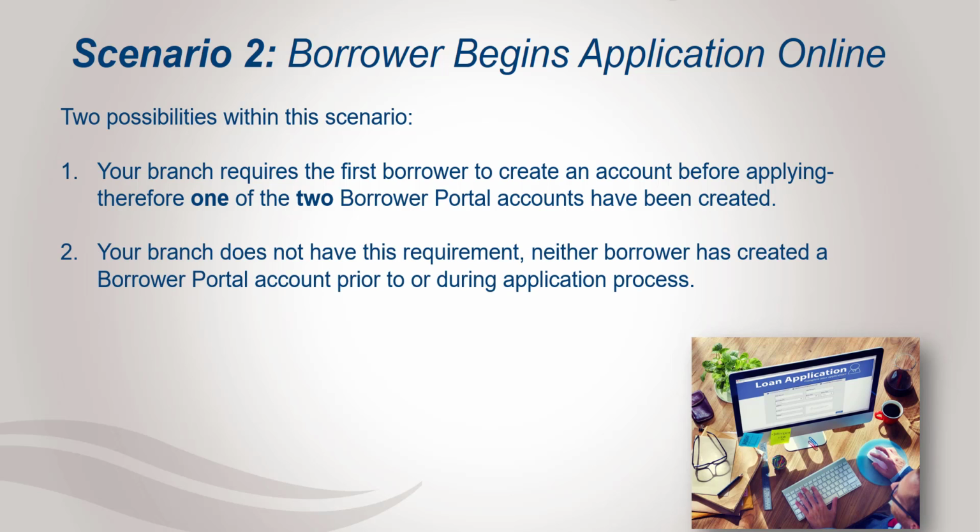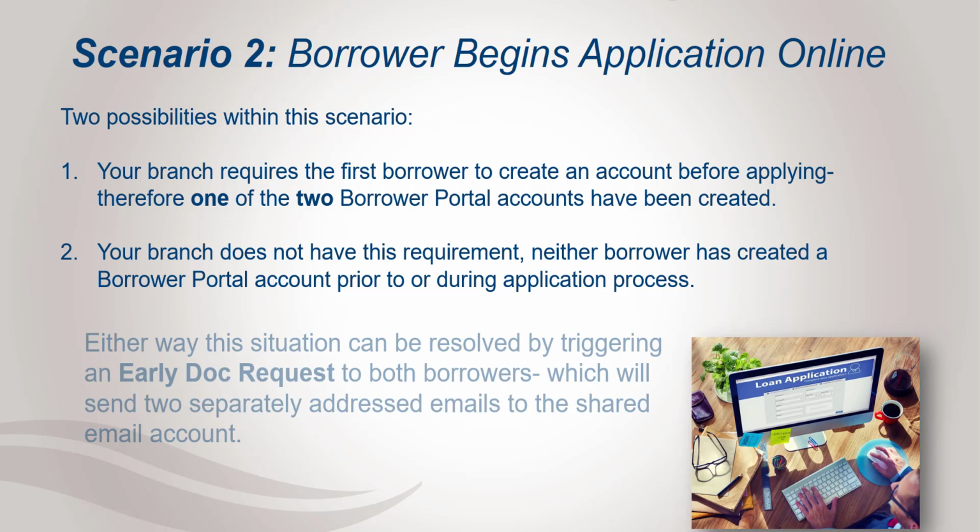The other possibility is that your branch does not have this requirement, therefore neither borrower has created a borrower portal account prior to or during the application process. The solution either way can be resolved if you trigger an early doc request to both borrowers, which is going to send 2 separately addressed emails to that shared email account.